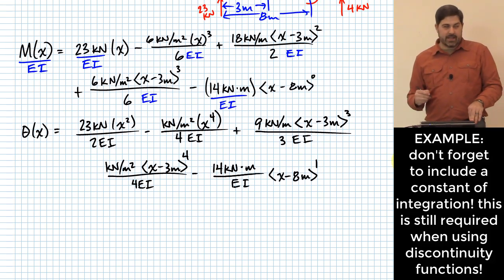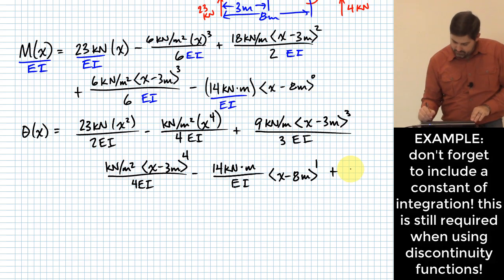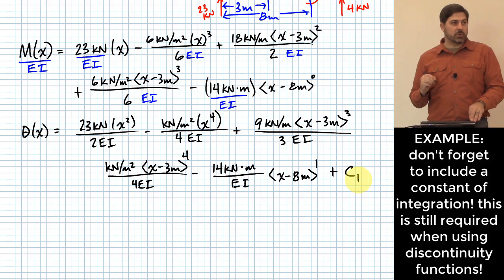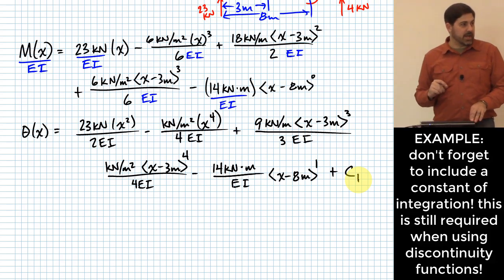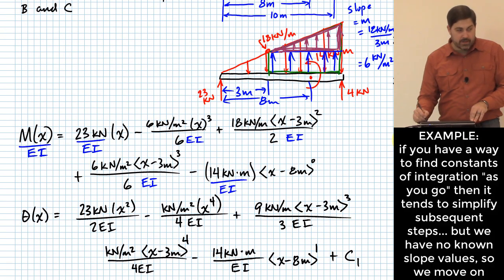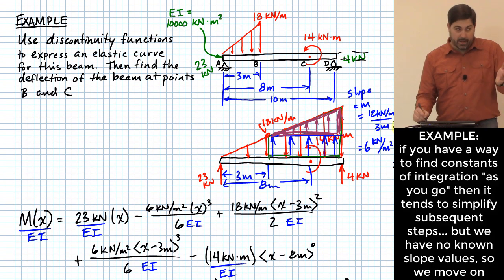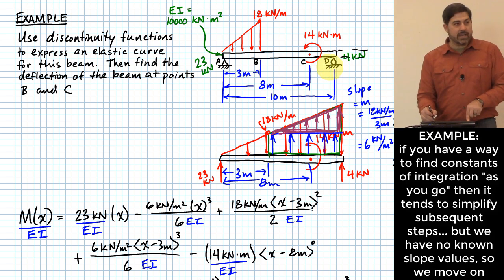Yes, I heard someone say what? Plus C. Just because we're using this method, it does not free us up from doing our constant of integration whenever we integrate. So we're going to have this C1 in this case as well, which brings up a good question. Is there a way that I have at this point to solve for C1 given any information that we had, boundary conditions, right? What would we need to be able to introduce information to find C1 at this stage?